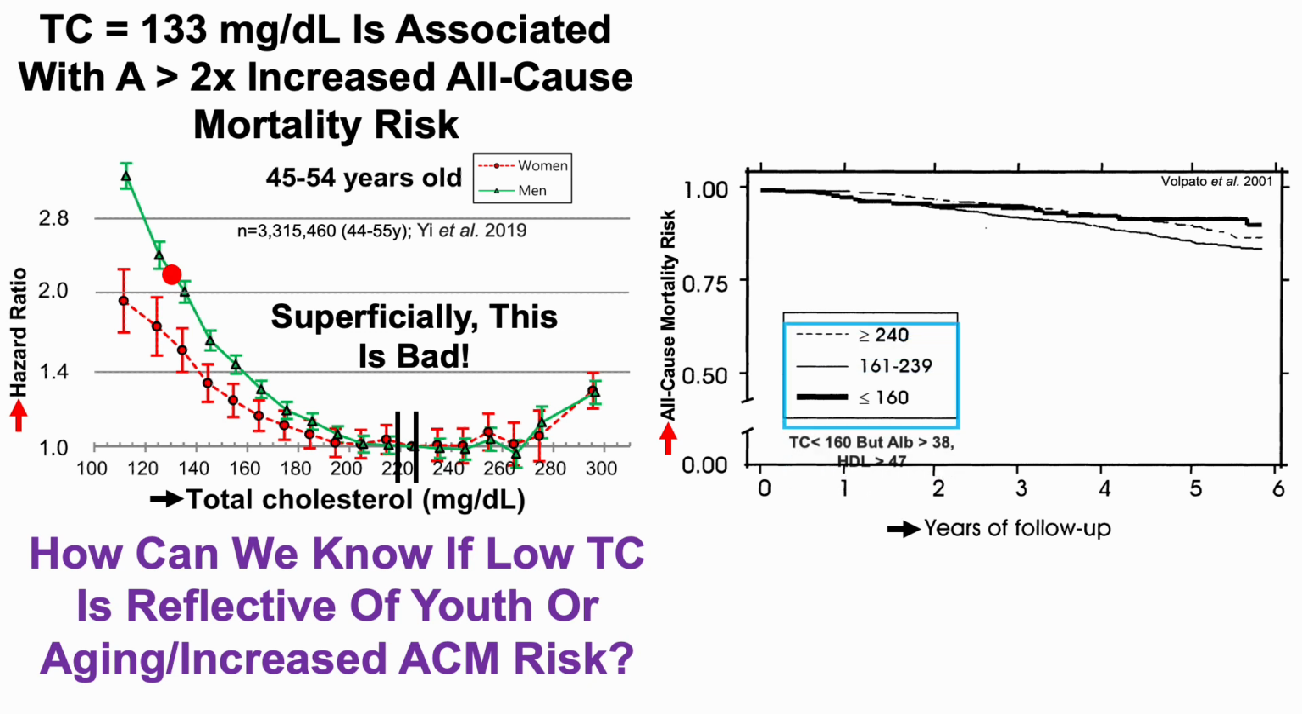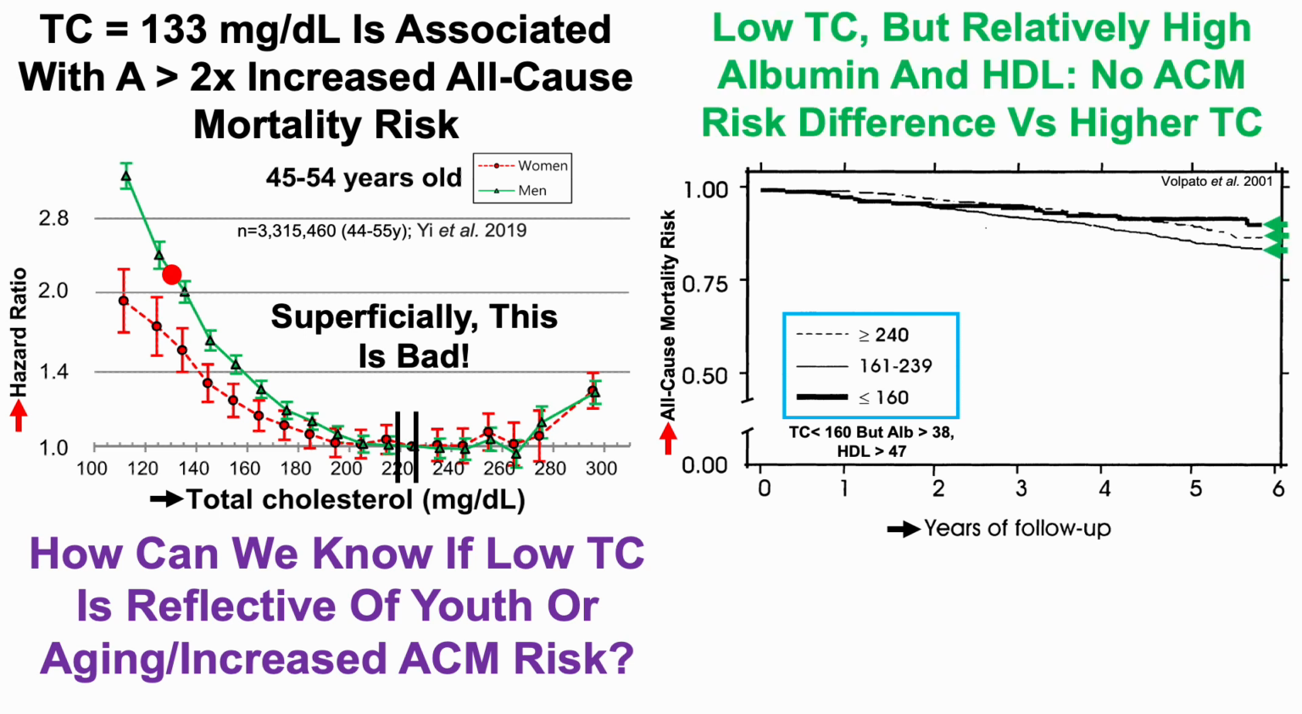So now we have 3 cholesterol groups, but in this case, it's total cholesterol less than 160, but with the relatively youthful phenotype of higher albumin and higher HDL. And when comparing these 3 groups, including the 2 higher cholesterol groups of 161 to 239 and greater than 240, now there's no significant difference for all-cause mortality risk. So from this, we can conclude that low total cholesterol, but relatively high albumin and HDL, which again would be expected to be found in a youthful chronological age, there was no all-cause mortality risk difference versus people who had higher total cholesterol.